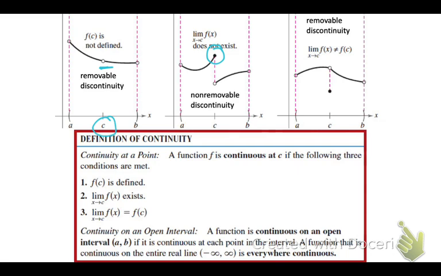Is the limit of f of x as x approaches C the same as if I plug in C? If I plug in C, I get what? This random point down here, correct? But if the limit is where? The limit's up there. Not the same. So are they the same? No. So if any one of these 3 fails, it's not continuous, and you have to tell me if it is a removable or a non-removable discontinuity. Make sense now? Okay.